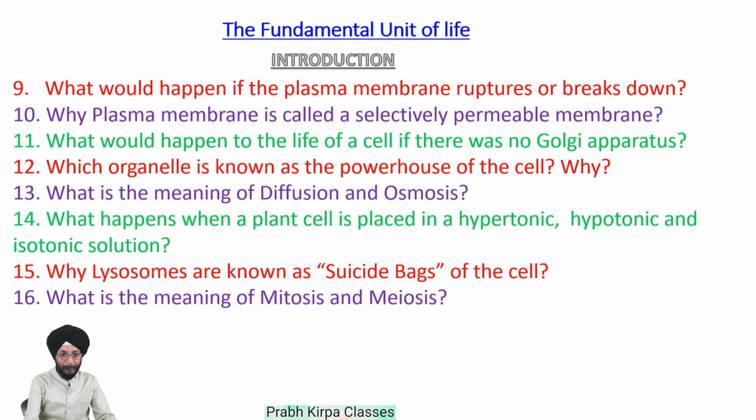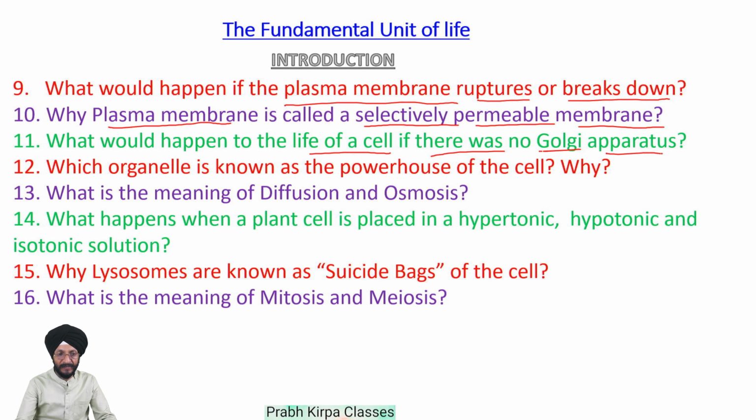Next, what would happen if the plasma membrane ruptures or breaks down? Next, why is the plasma membrane called a selectively permeable membrane? Next, what would happen to the life of a cell if there was no Golgi apparatus? Next, which organelle is known as the powerhouse of the cell and why?